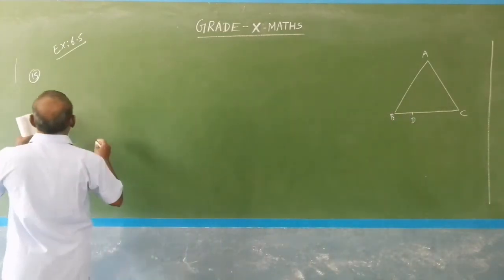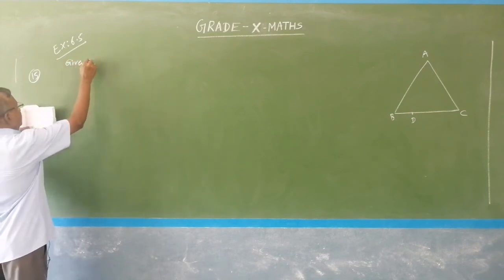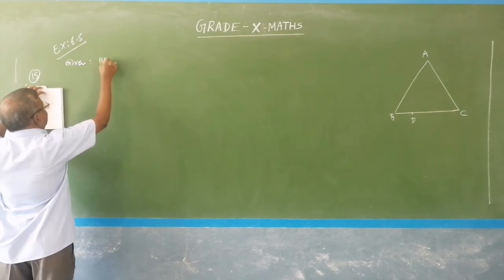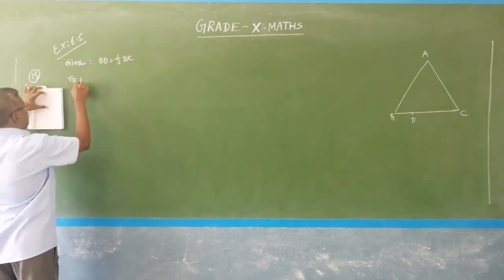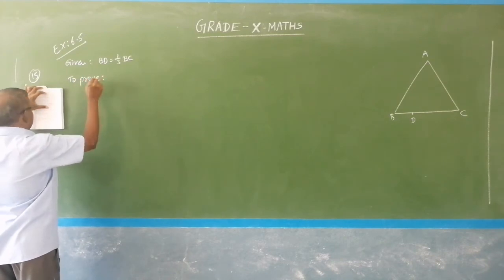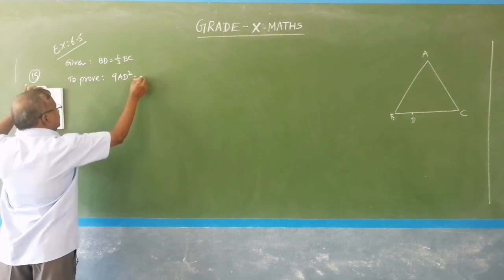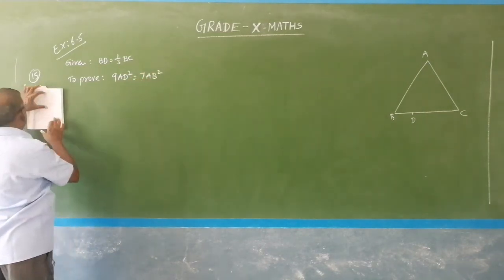Given, to prove. So first given, BD equal to 1/3 BC, and to prove 9 AD square equal to 7 AB square.